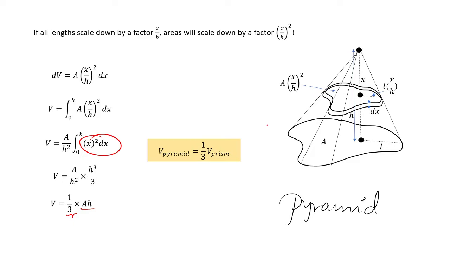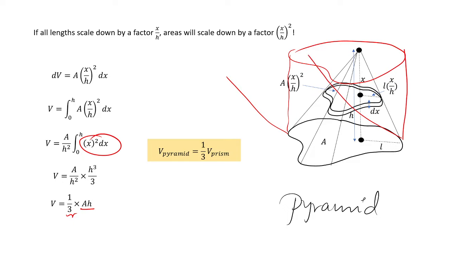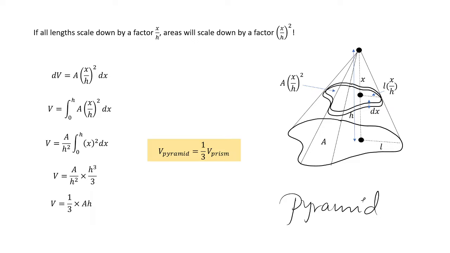So a into h will be the volume of the prism here, right? Same height, you extrude it like this. You can also extrude it like this, but you go to the same height. So whatever this kind of prism is, the volume of a pyramid extruded to a point will be 1/3 of the volume of a prism. Okay.